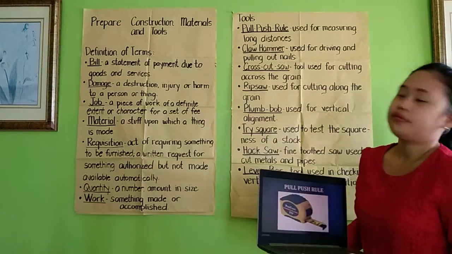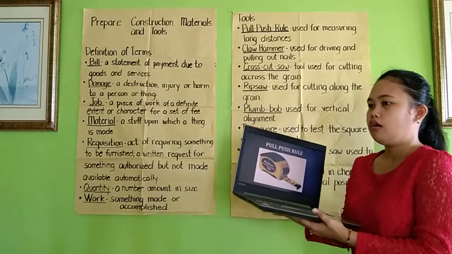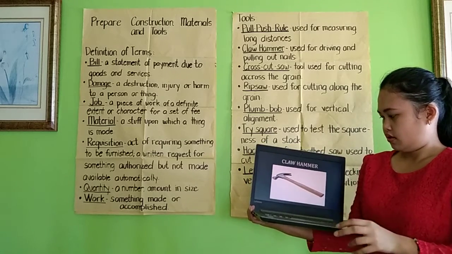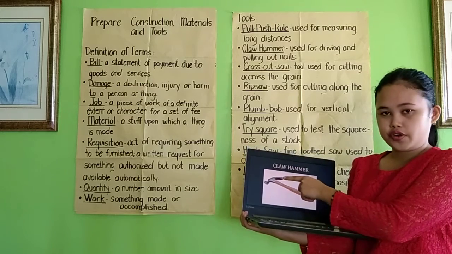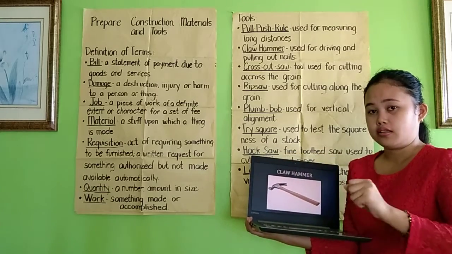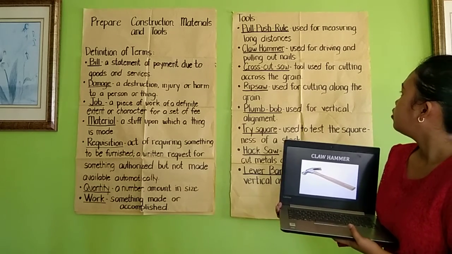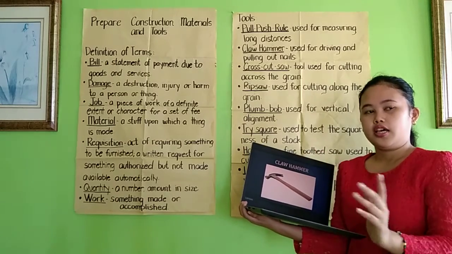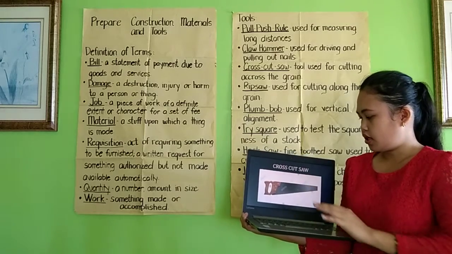Next is the claw hammer. A claw hammer is used for driving and pulling out nails. The claw hammer looks like this. It is called a claw hammer because of this part, used for pulling out nails, and this part is used for driving the nails. Crosscut saw: a tool used for cutting across the grain. When you say across, it is somehow like this. If the grain is like this, you cut across it like this. This is what a crosscut saw looks like.